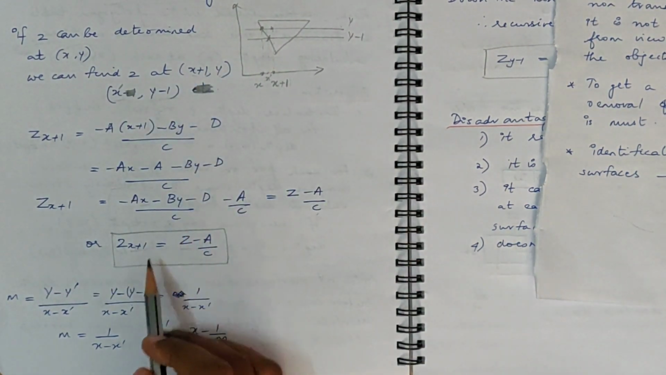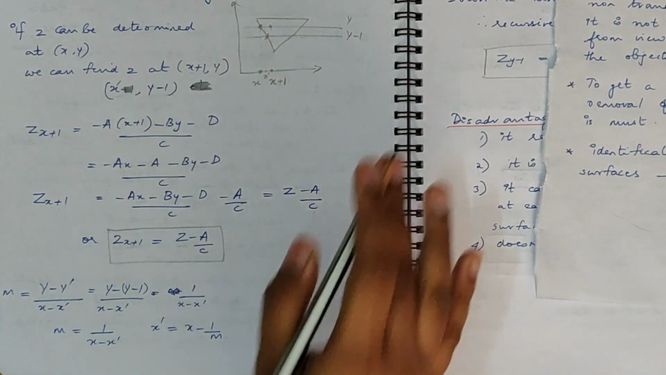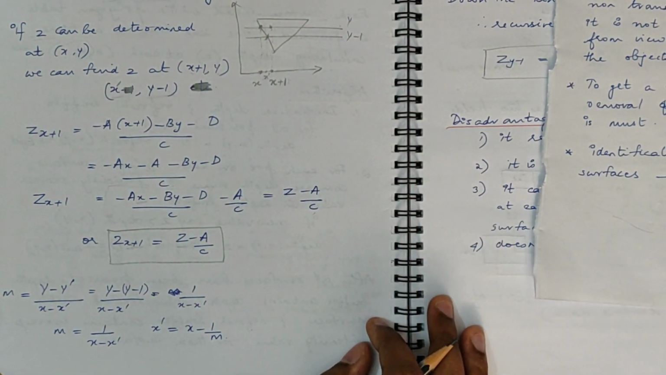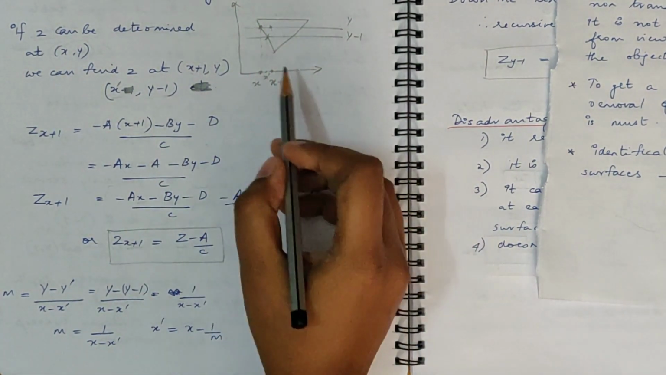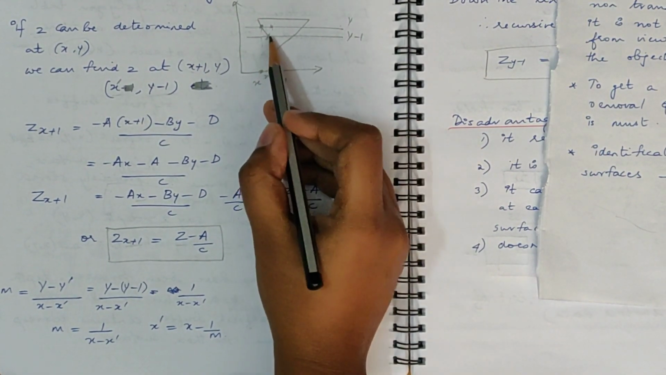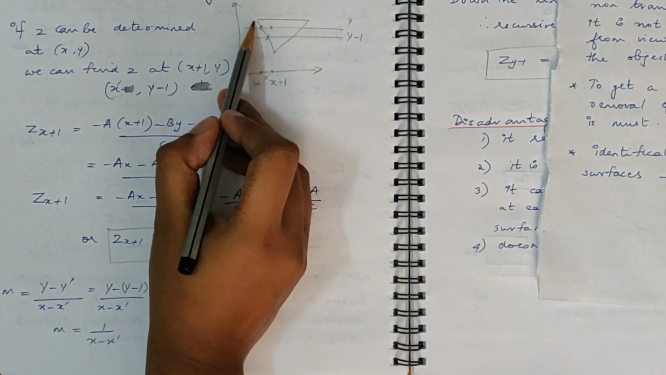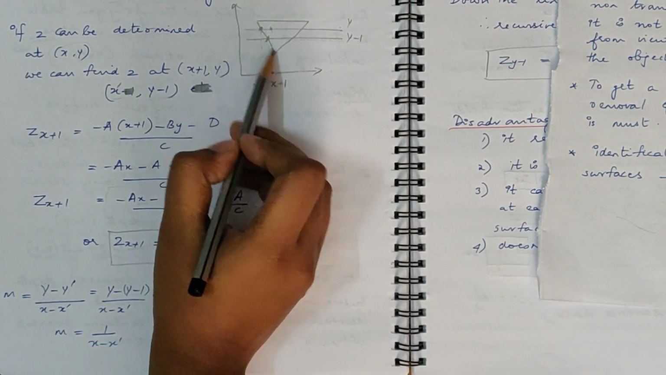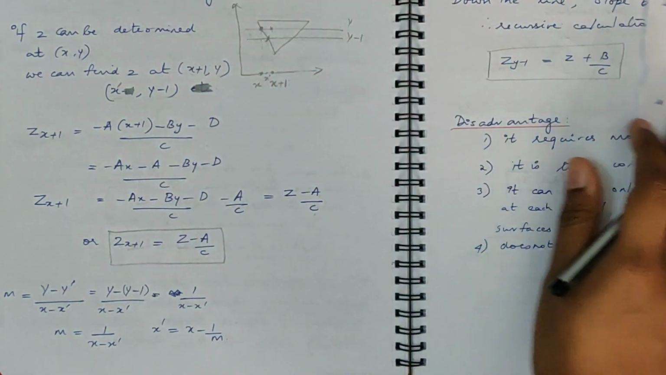Similarly, we can also find out z at y minus 1. In order to find the value of z at y minus 1, you need this x dash, right? You need a value for x dash. How will you find the value of x dash? This is a line in the polygon which is going down, right? Going down the line.